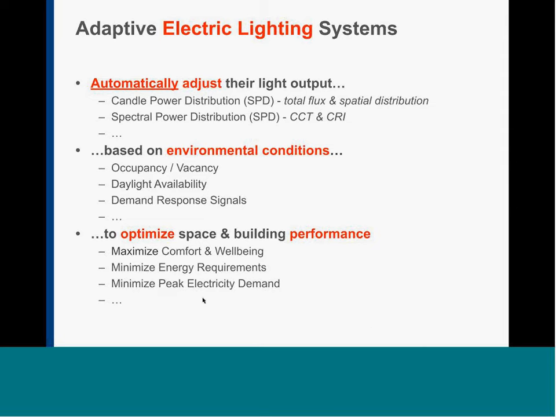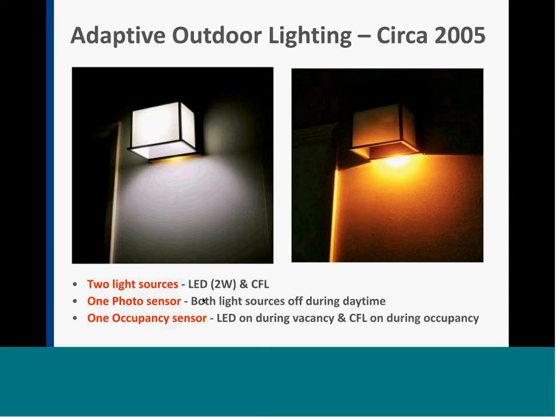An early example of smart lighting or adaptive lighting, we did that back in 2005. And you can see here it's a porch light, which has two light sources. One small LED, you see it's an amber LED, 2 watts, and a compact fluorescent lamp that produces much more light and white light. There is one photosensor up at the top which keeps both light sources off during daytime, and there is an occupancy sensor in the front that during vacancy signals the controller to activate the LED, to be more accurate, and then the CFL to be on during occupancy.